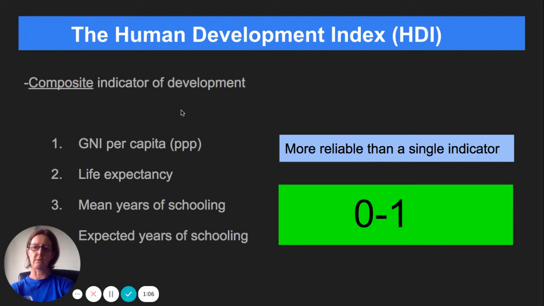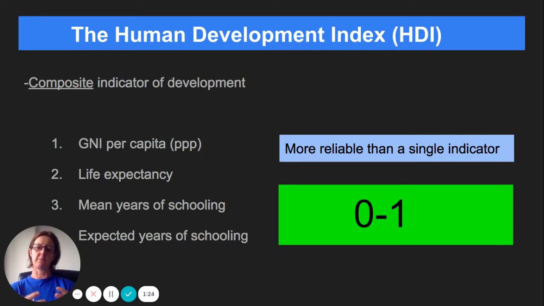But now what we've done here with the Human Development Index is we've got health also reflected. So we've got life expectancy. We've also got education reflected as well. So we've got mean years and expected years of schooling, right? So if I'm evaluating this, it is much better than a single indicator.